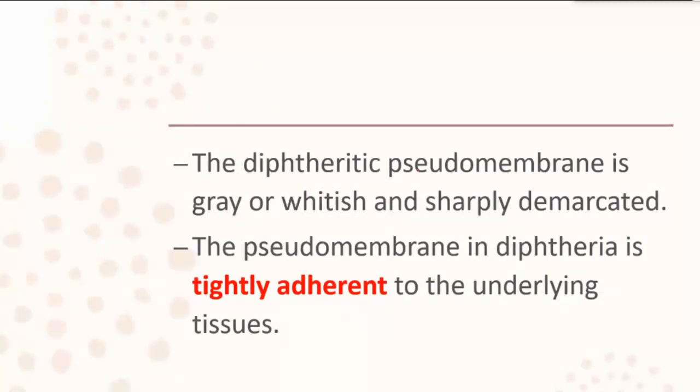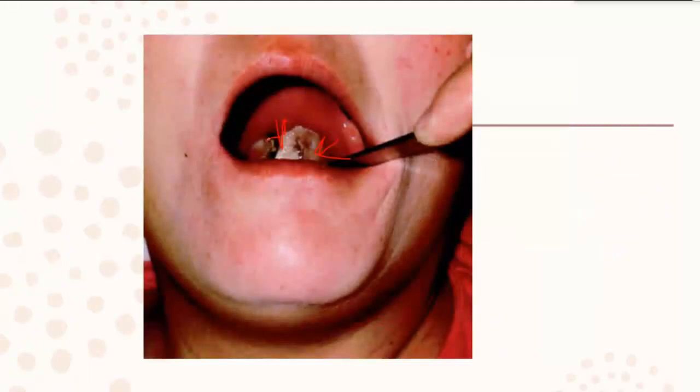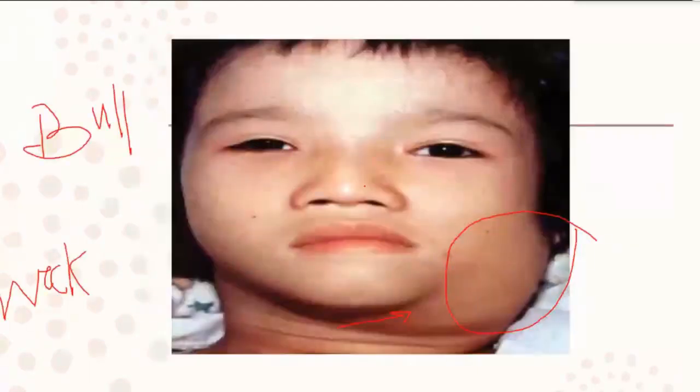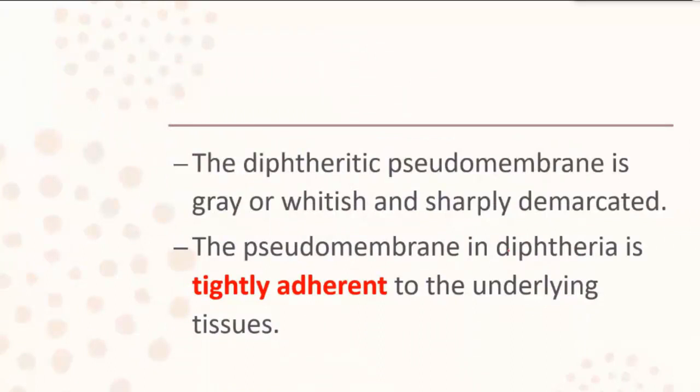So the diphtheritic pseudomembrane is gray or whitish and sharply demarcated. You see how sharply demarcated, very clear, white and regular. The diphtheritic pseudomembrane is gray or whitish and sharply demarcated. And these are tightly adherent to the underlying tissues. And if we rub them with the tongue depressor, it will cause bleeding to the underlying normal mucosa.